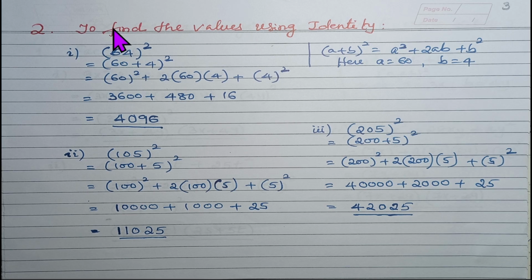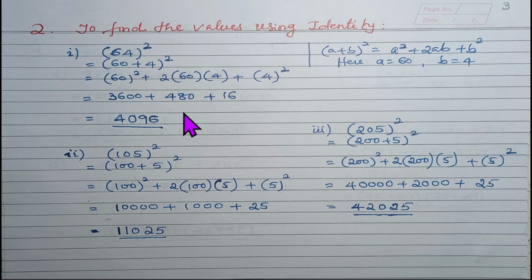Now the second example, to find the values using identity. We are given 64 square, and 64 can be written as (60 plus 4) whole square, and we can use the identity (a plus b) whole square is equal to a square plus 2ab plus b square. Here a is 60 and b is equal to 4.